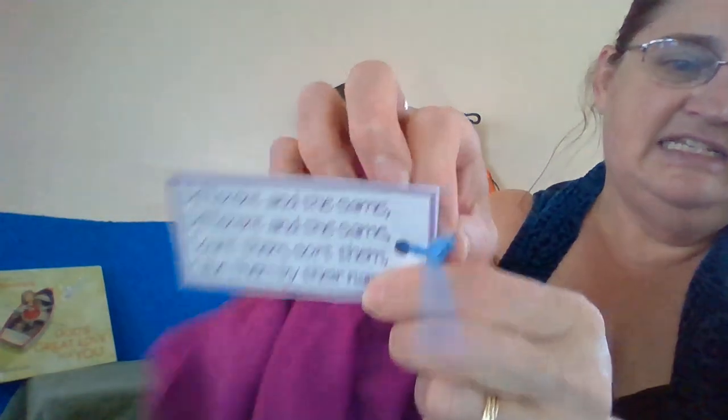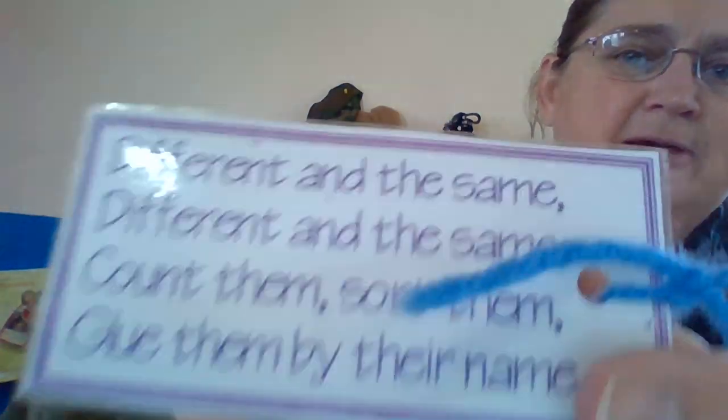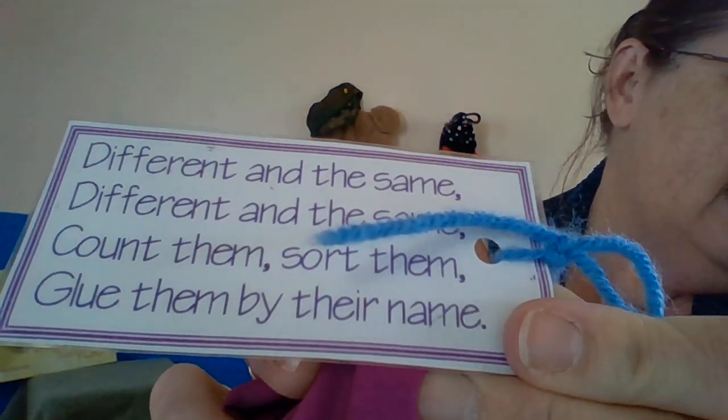Wow, look what I have. I have a purple bag. Can you hear it? And I have a tag, and it's tied on with a blue string. And it says, different and the same. Different and the same. Count them, sort them, glue them by their name.